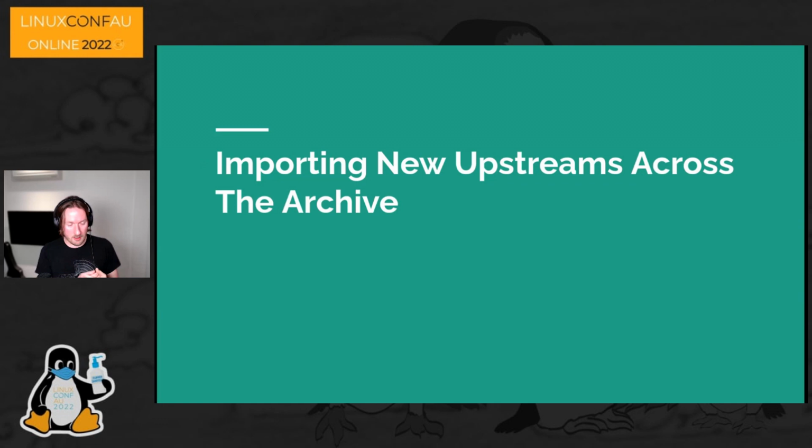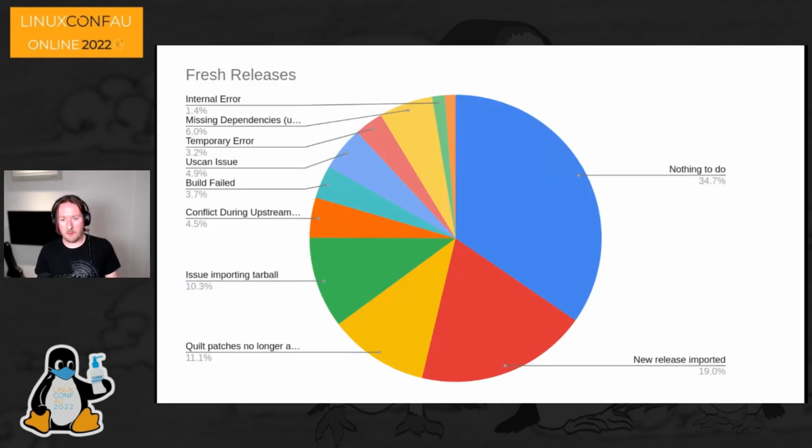So this importing of new upstream releases has been happening for the last year and a bit. And we've attempted to import a new upstream Git snapshot and a new upstream release for every single package in the archive where the required information was available. And this is what we ended up doing.